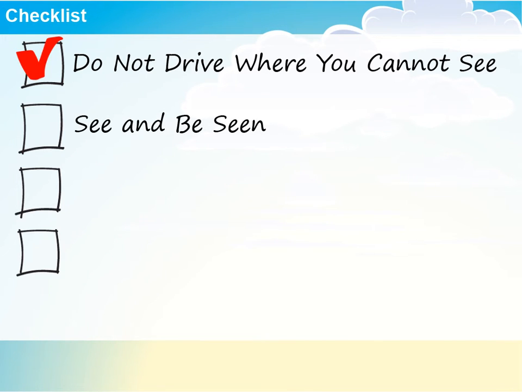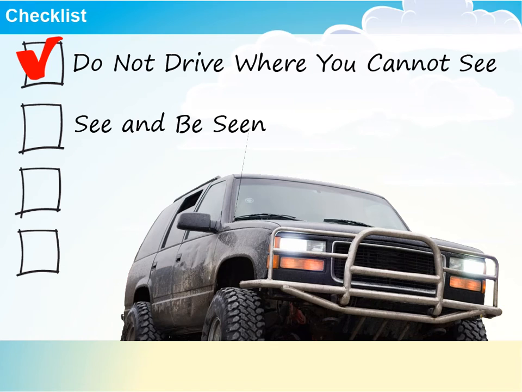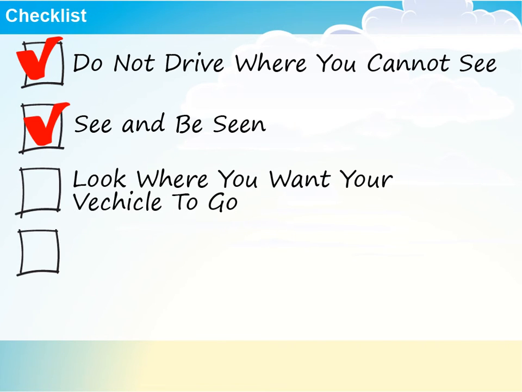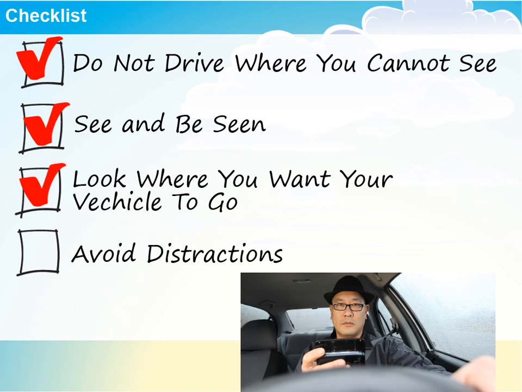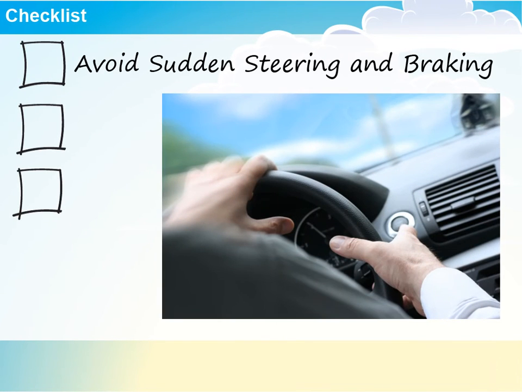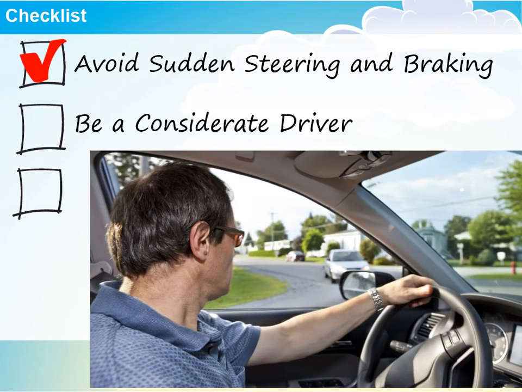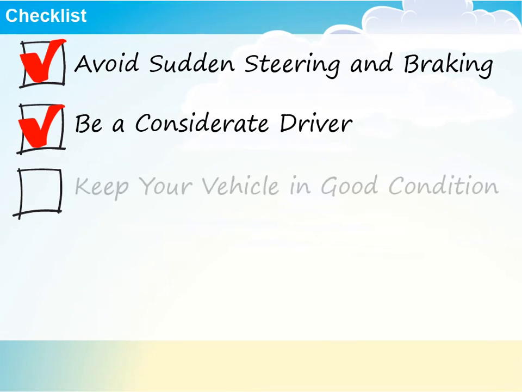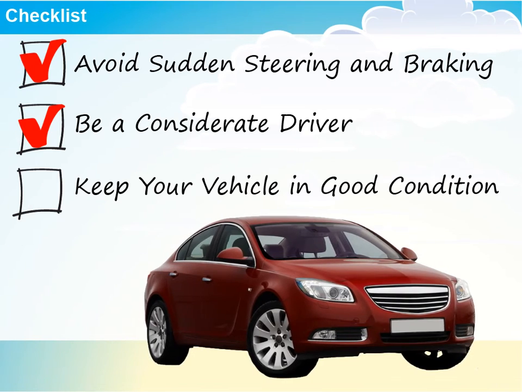See and be seen. Communicate your presence to other road users by always driving with your daytime running lights or low-beam headlights. Remember, if you cannot see them, they probably cannot see you. Look where you want your vehicle to go. Avoid distractions. Avoid sudden steering and braking movements. Be a considerate driver. And keep your vehicle in good mechanical condition.